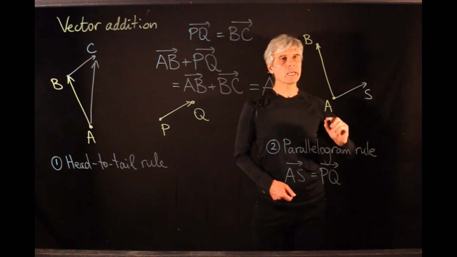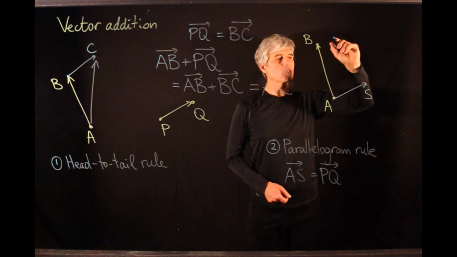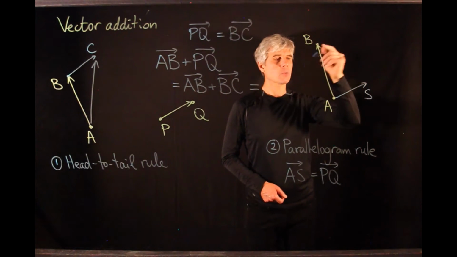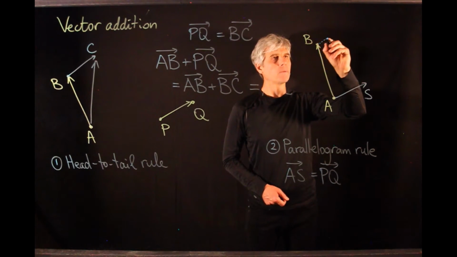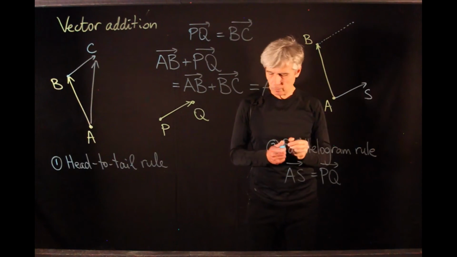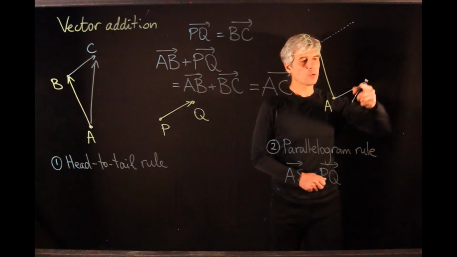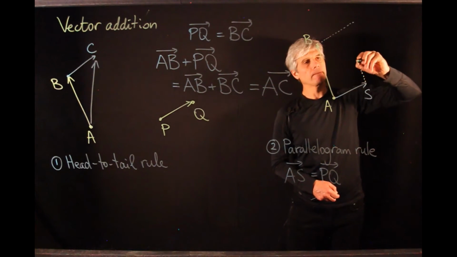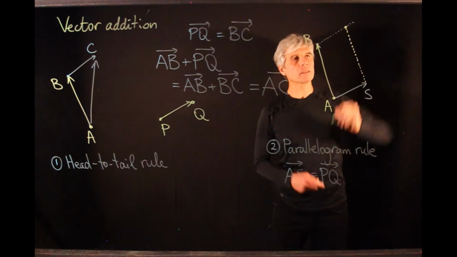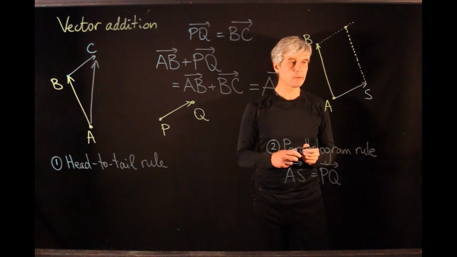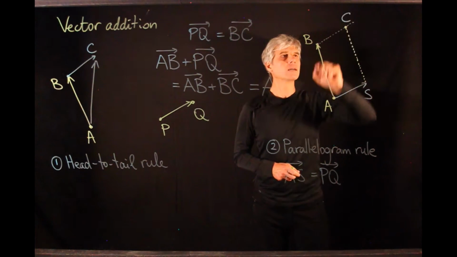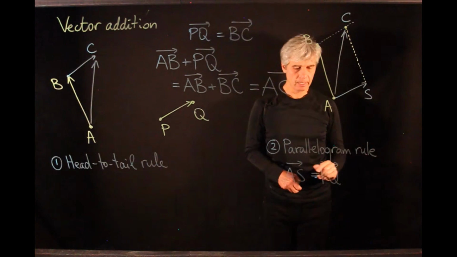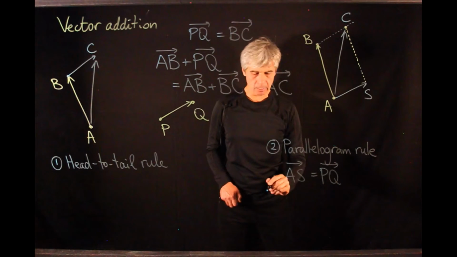So what we do is we complete this picture to a parallelogram. We draw a line which is parallel to AS through the point B, and we draw another line through the point S, which is parallel to AB. And here we get the point of intersection C, and the diagonal of the parallelogram is the sum of these two vectors.